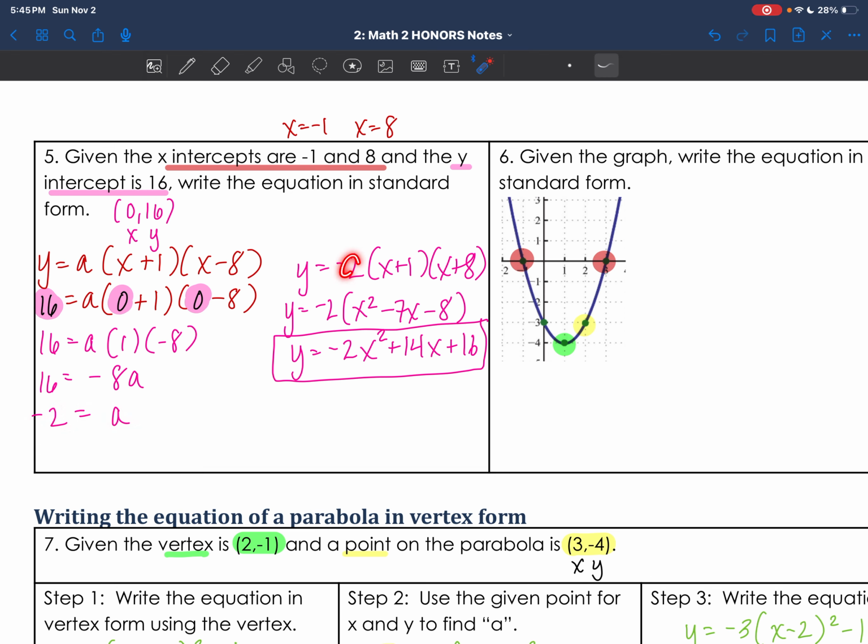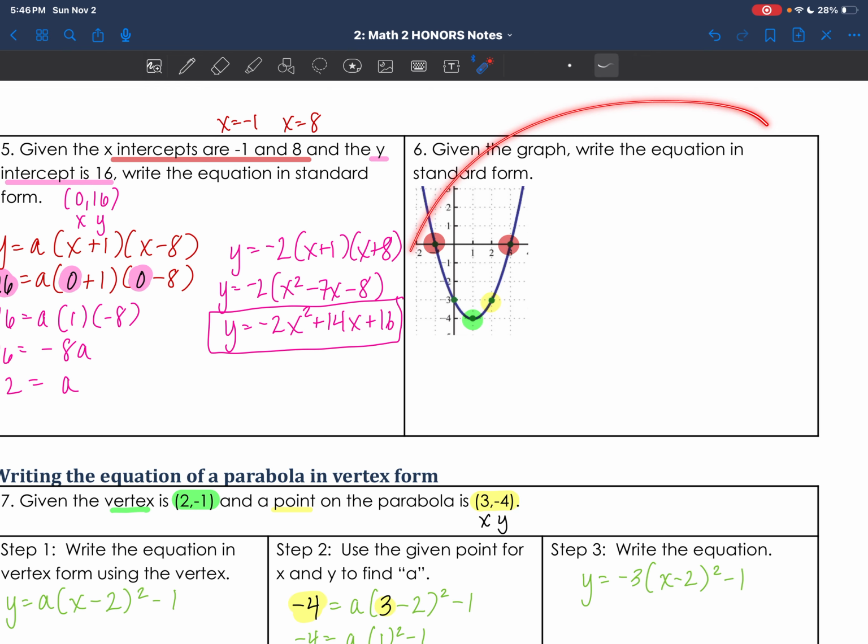Now that we know what a is, we're going to plug that in here, and we're going to plug in the first part that we had here, and then just distribute. Combine like terms, you'll get x squared minus 7x minus 8, then distribute the -2, and then this is your final answer in standard form.